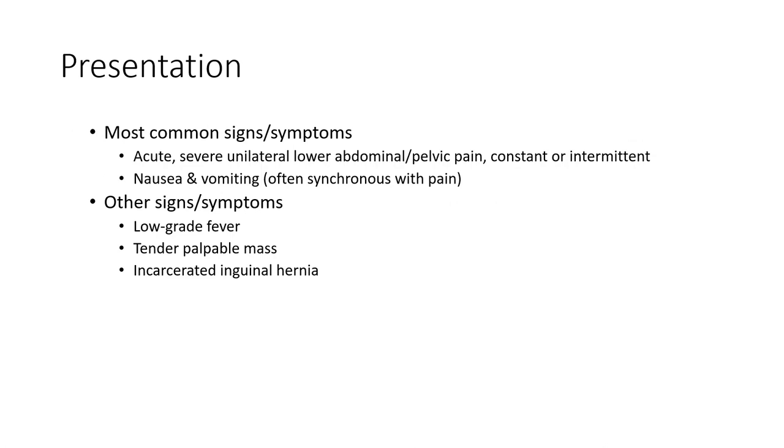Most common signs and symptoms: acute, severe, unilateral lower abdominal or pelvic pain, constant or intermittent, with nausea and vomiting, often synchronous with pain. Other signs and symptoms: low grade fever, tender palpable mass, and strangulated inguinal hernia.